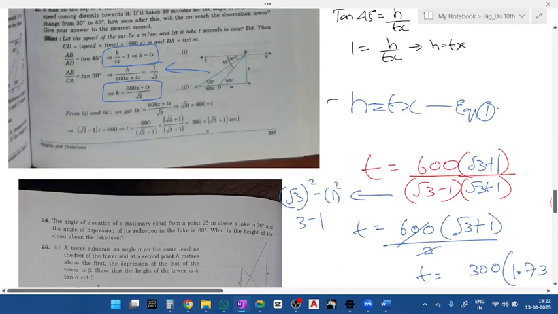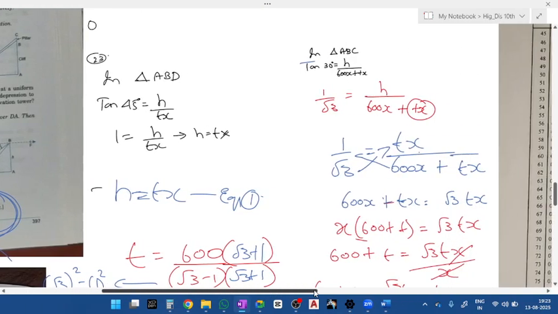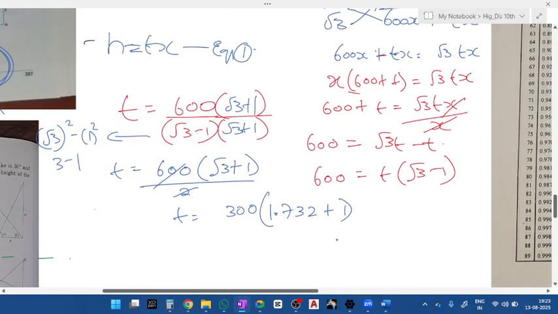Can you see the answer? We got the answer here. 300 into this part. All of you, can you see the answer? 300. That is the distance. What do we need to find here? How soon after this will the car reach? Okay, you have to find time. How soon? You have to find the time. You complete the distance, I'll teach you how to find time.